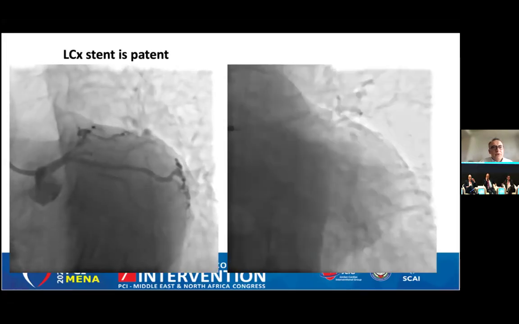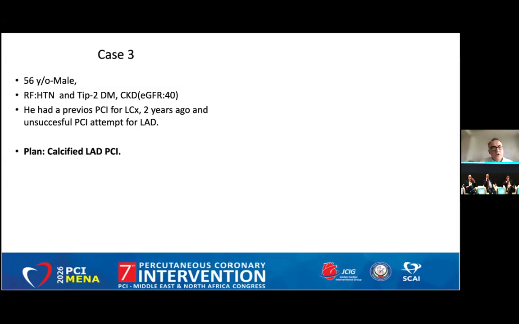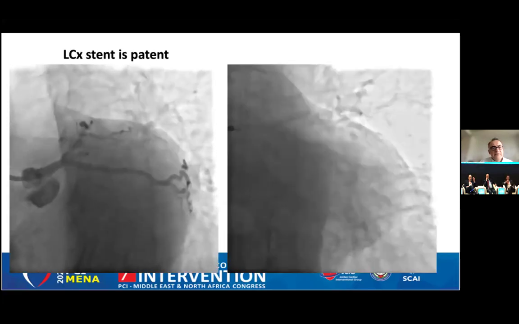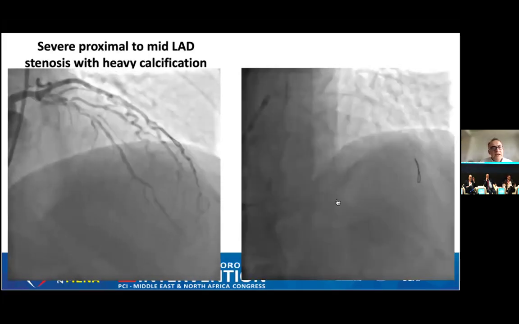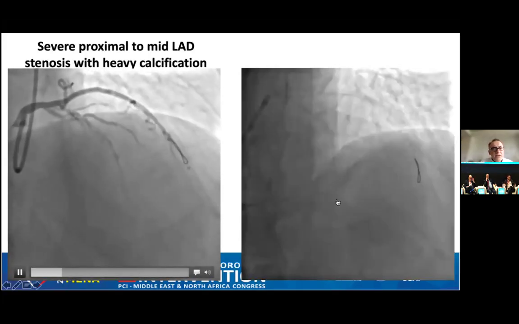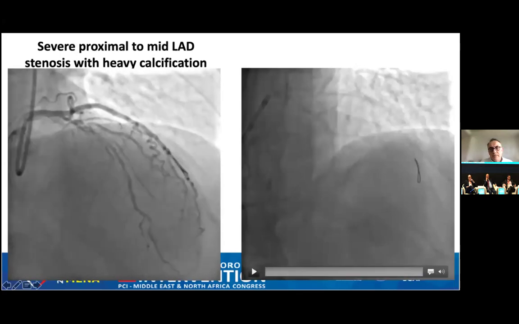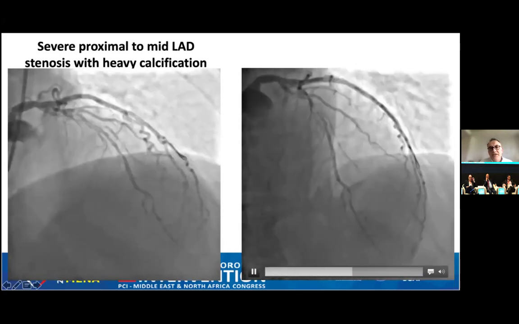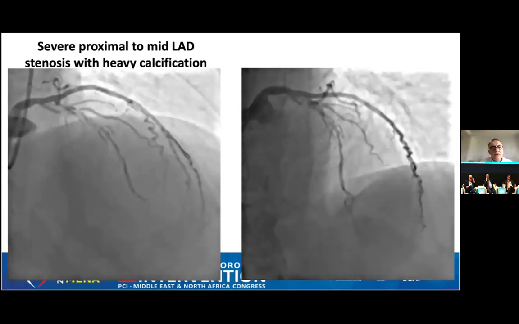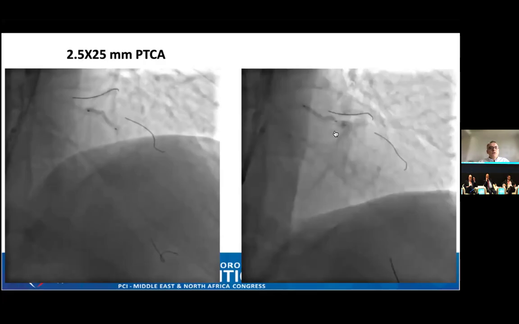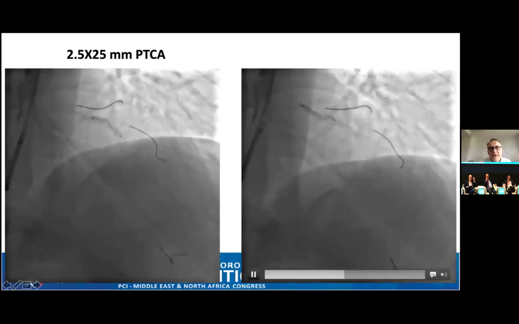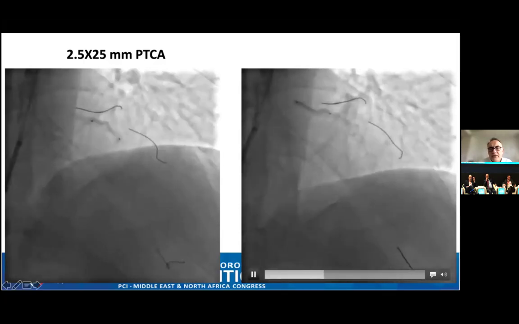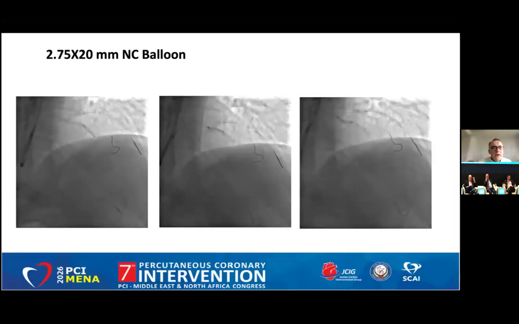The last case for calcific lesion, this is also an LAD calcified lesion. Proximally, we have a very calcified lesion. You see, we have stenosis and tight lesions all the way. We wired it, and then we used a 2.5 balloon just to touch the lesions, and of course it's a very calcified lesion, and there is a dog bone effect. Even with the 2.5 balloon, and then a bigger balloon, it's the same.